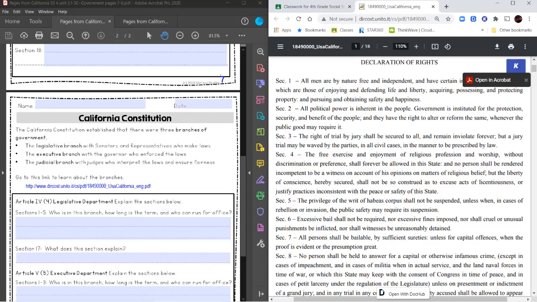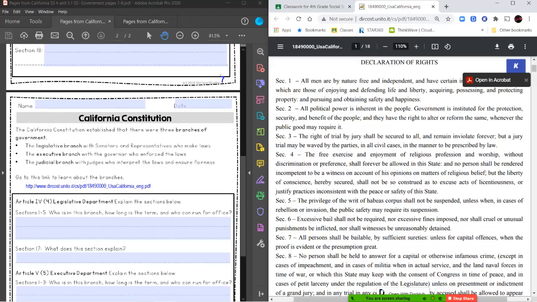The executive branch is the governor who enforces the laws. So the executive branch is kind of like the highest power in that particular government. So in the US government, the executive branch would be the president. In a state government, the governor would be part of the executive branch. And then the judicial branch are the judges, so judicial judge. They interpret the laws to make sure that those laws are fair.